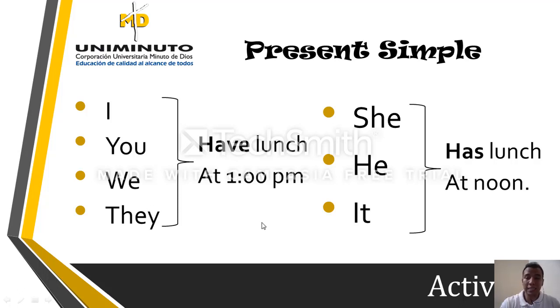But there is an exception, because if you talk about a third person singular, for example, she, he, or it, I can say, for example, Maria, Luis, my dog. Yes? So in present simple, I have to say she has lunch at noon. So it's not she have, no, it's she has lunch at noon. Noon is 12 o'clock. It's another word that we can use for the time 12 o'clock. So that's the difference between first person singular and plural and third person singular.